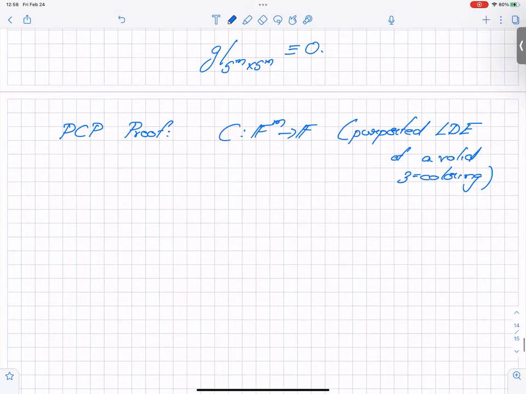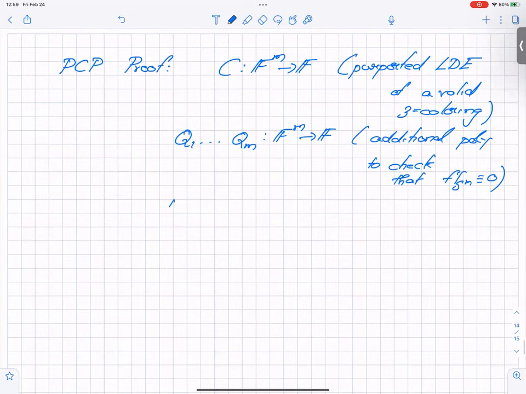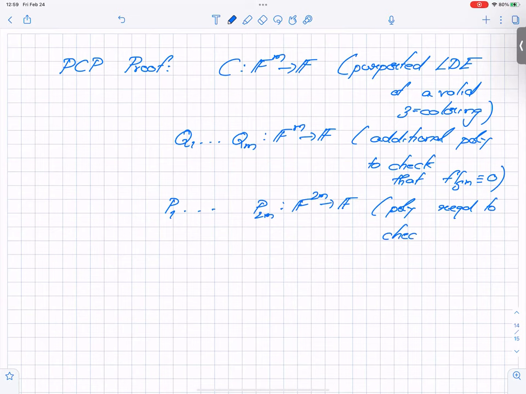I'm going to give Q1, Q2, ..., Qm going from F^m to F. These are the additional polynomials to check that F on S^m is identically 0. Then I'm going to have P1, P2, ..., P2m going from F^m to M cross F. These are the polynomials required to check that this G of S^2m is identically 0.